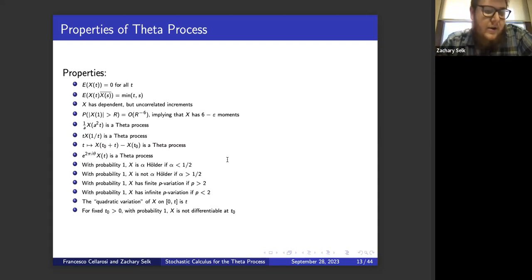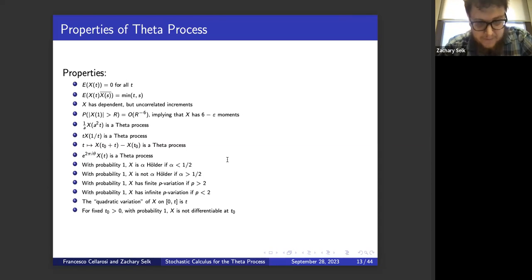And so X has dependent, but uncorrelated increments, and it only has 6 minus epsilon moments, where if you have a standard Brownian motion, it has independent increments and infinitely many moments. But other than that, this looks very similar to Brownian motion, very similar to other types of processes. So one crucial point that I wanted to mention here, because we're going to be talking about the stochastic calculus of this, is that X is in particular not differentiable, which is one of the biggest hurdles to doing calculus with it. And we were able to show the Holder continuity and the p variation.